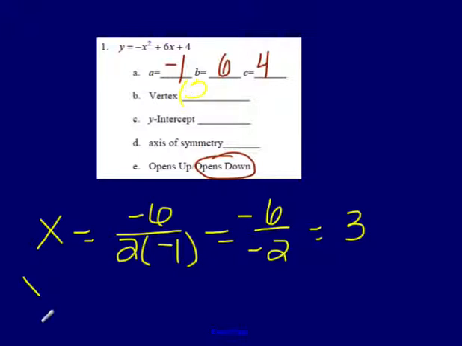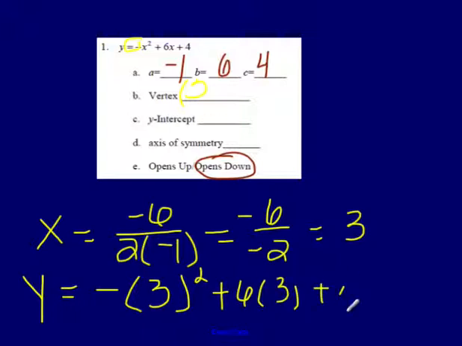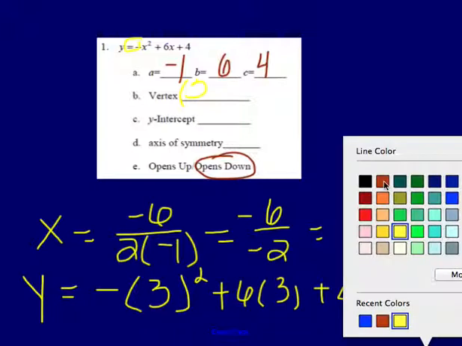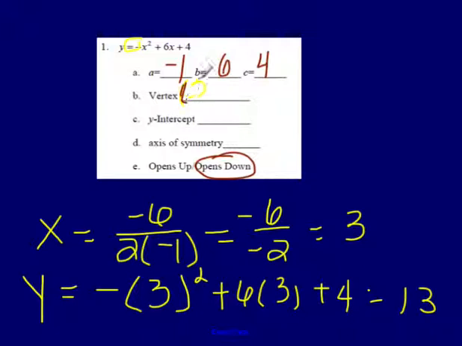Now we want to get the y-coordinate. To get the y-coordinate, I'm going to plug in 3. The negative is going to be on the outside of my parentheses because the negative itself comes from the original problem. So I have negative 3 squared plus 6 times 3 plus 4. When you plug that into your calculator, you should get 13. So then my vertex is (3, 13). Your y-intercept comes from your c value, so your y-intercept is 4. Your axis of symmetry comes from the x-coordinate of your vertex, so my axis of symmetry is x equals 3.